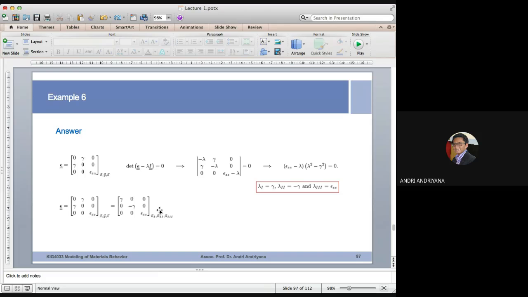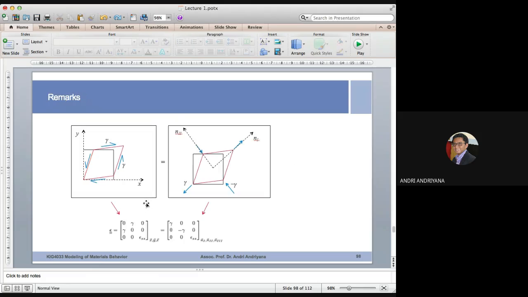Is that clear? Yes. Okay. So now, as you can see, if you express with respect to the principal direction, there are no shear components. Okay. So what does it mean physically?